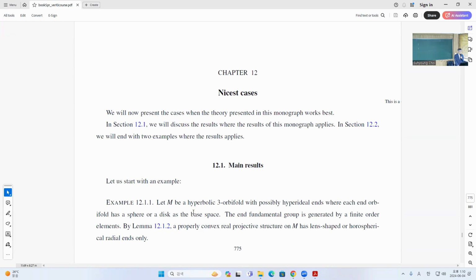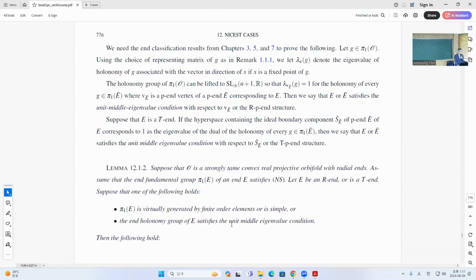For example, if you have a Coxeter 3-orbifold, you get a disk. Hyperideal end means that the vertex is outside the hyperbolic space. And if the end fundamental group is generated by finite order elements, then in this case all the ends have to be lens-shaped or horospherical, because it satisfies the strong uniform middle eigenvalue condition, right?